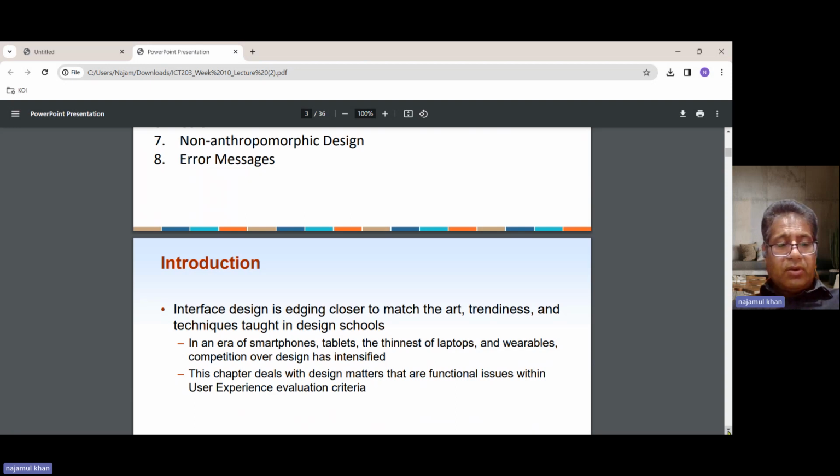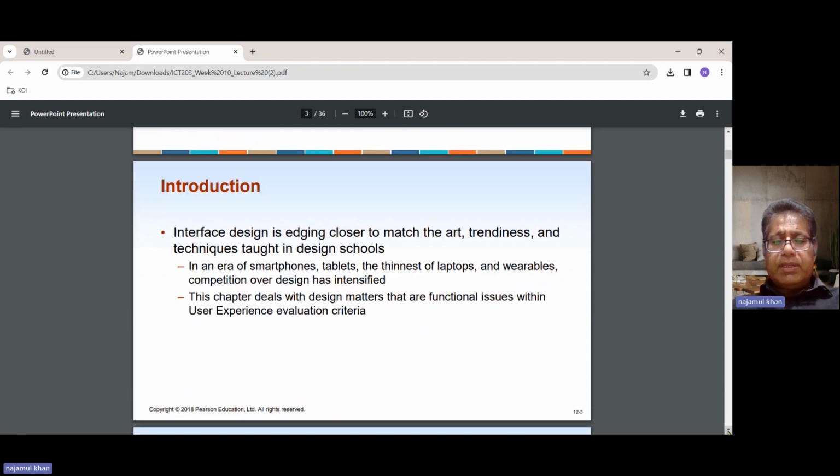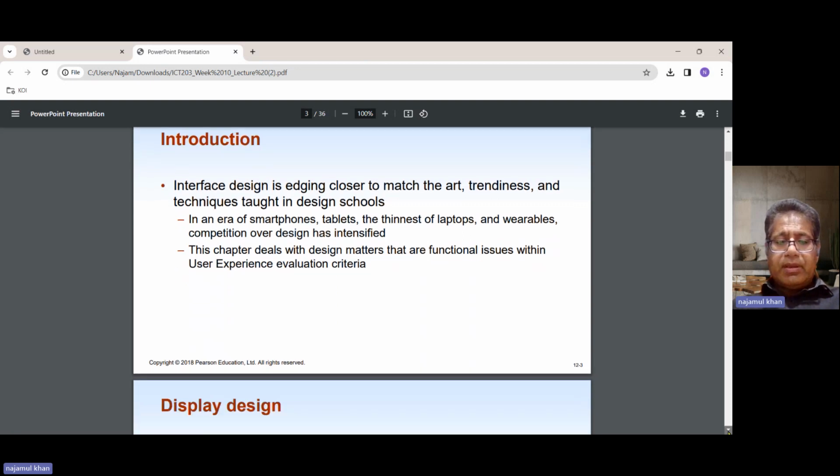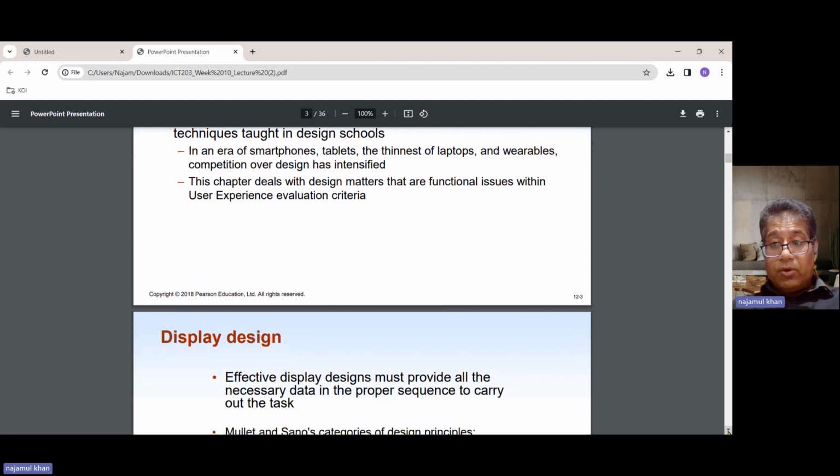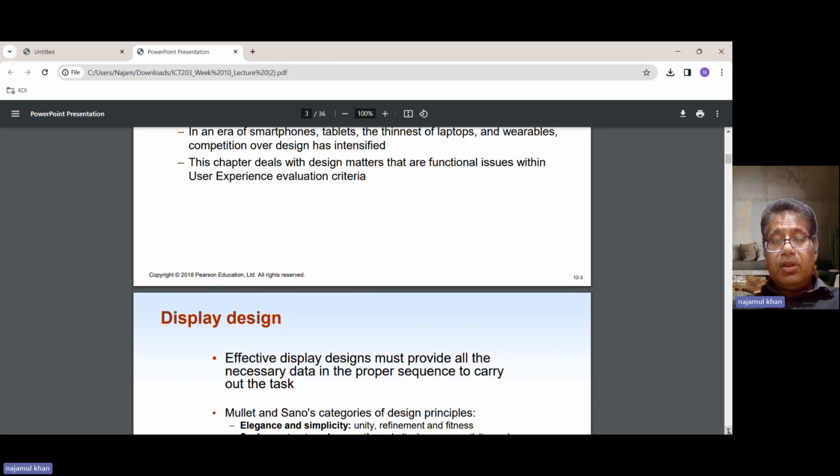Sorry, this chapter deals with design matters that are functional issues with user experience evaluation criteria. So we're going to find some very good information here. So please stay tuned, stay with me, don't go away, and we will be covering some important information that will be helpful for your assignment this week.